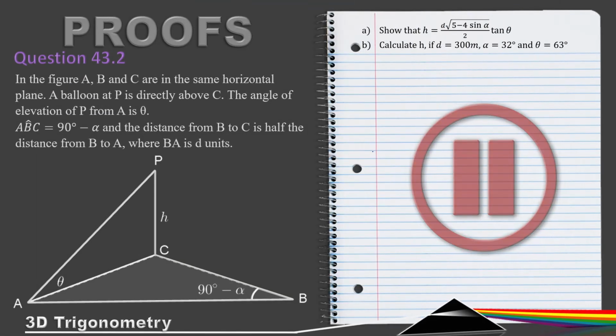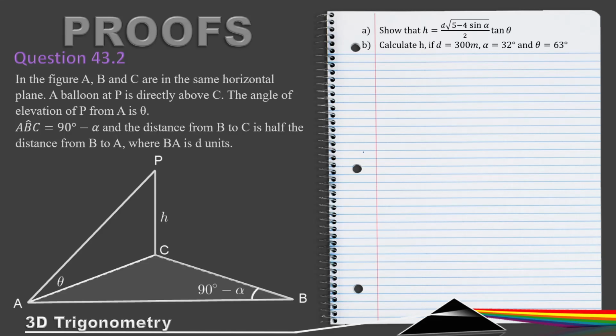Then moving on to 43.2. In the figure, A, B, and C are in the same horizontal plane. Then a balloon at P is directly above C. The angle of elevation of P from A is theta. ABC is 90 minus alpha. And the distance from B to C is half the distance from B to A, where BA is D units. So immediately we can say, if that's D units, then BC will be D over 2 units because it's half. Right, now show that H is all of this.